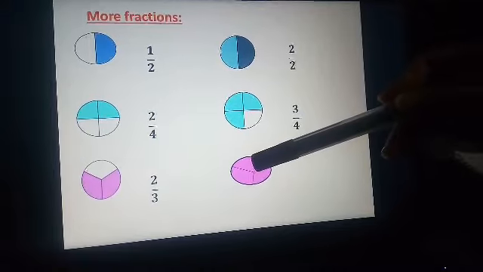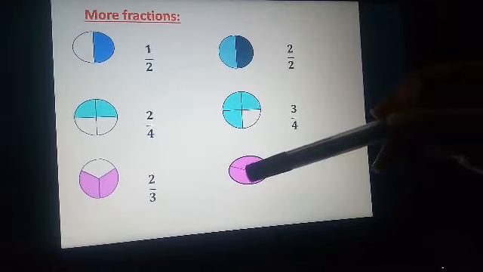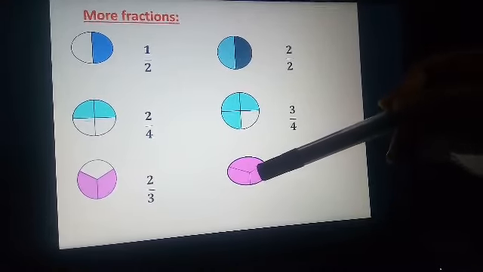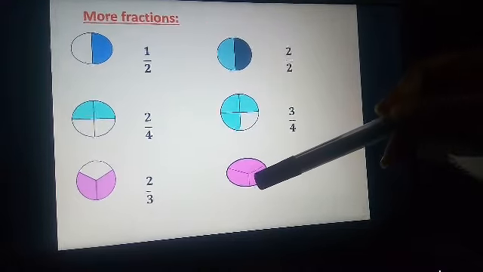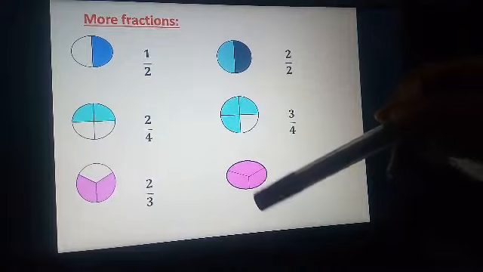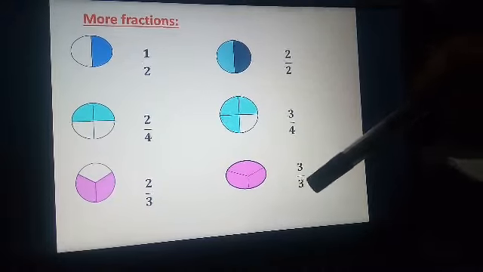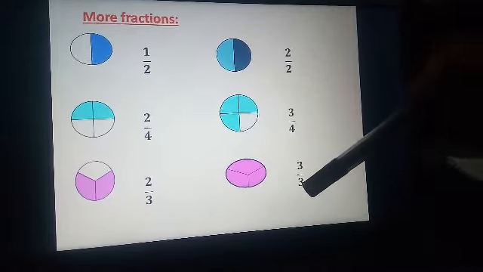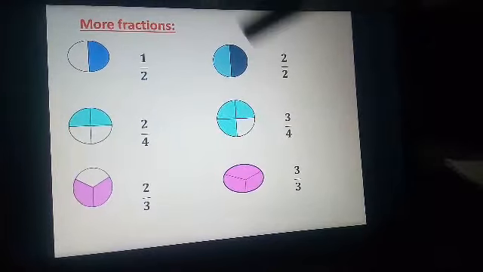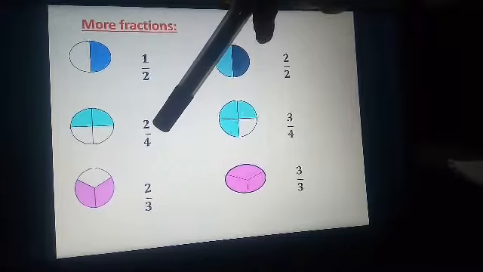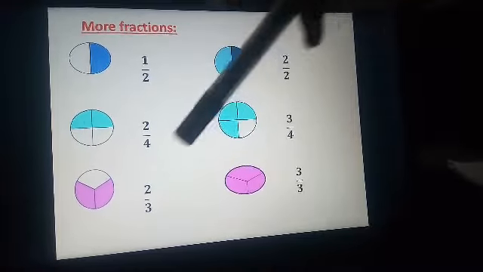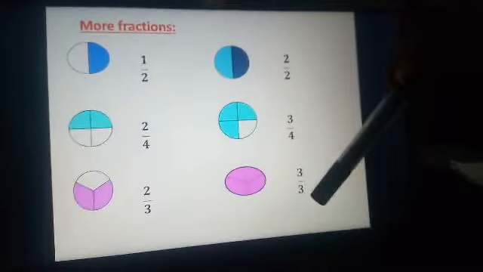Let's count how many colored parts. 1, 2, 3. So I will write up number 3 and I will write down the number of all parts. Count them. 1, 2, 3 also. It will be 3 thirds. Let's read them. Half, 2 halves, 2 quarters, 3 quarters, 2 thirds, 3 thirds.